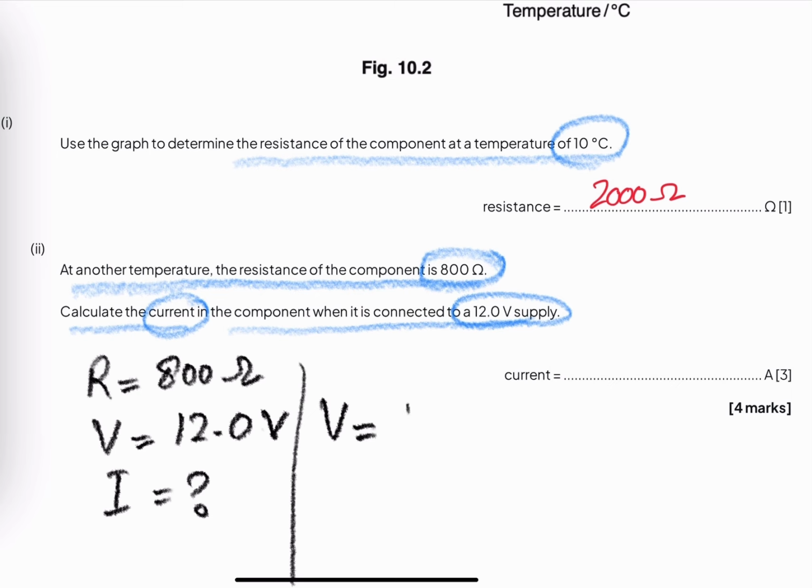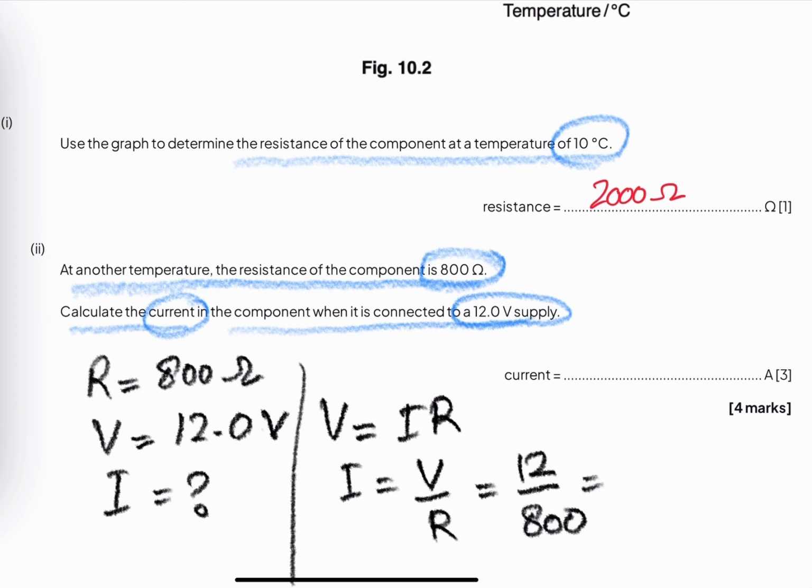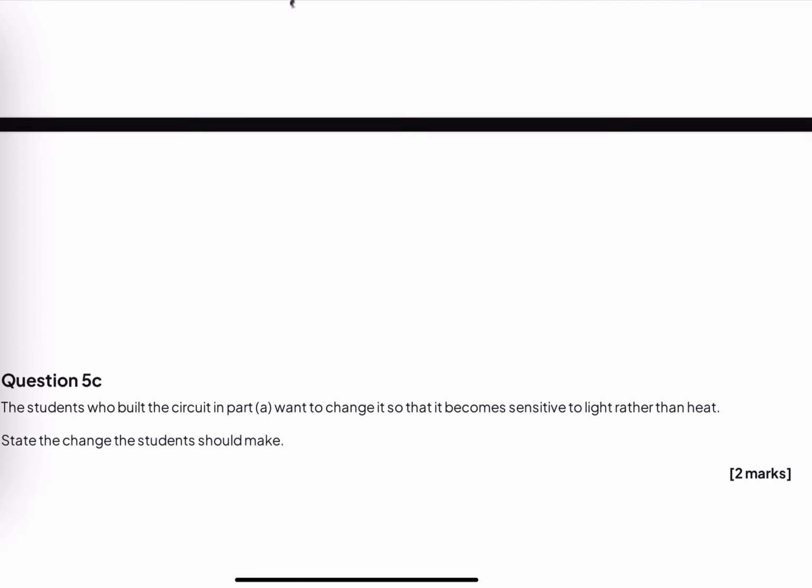Ohm's law is V equals IR, and I equals V divided by R. So the value of V is 12 and the value of R is 800. So 12 divided by 800 will give you 0.015 and units are ampere. Okay, let's move toward the next question.